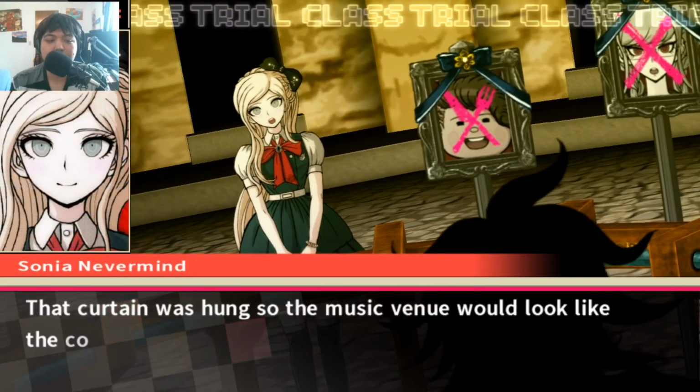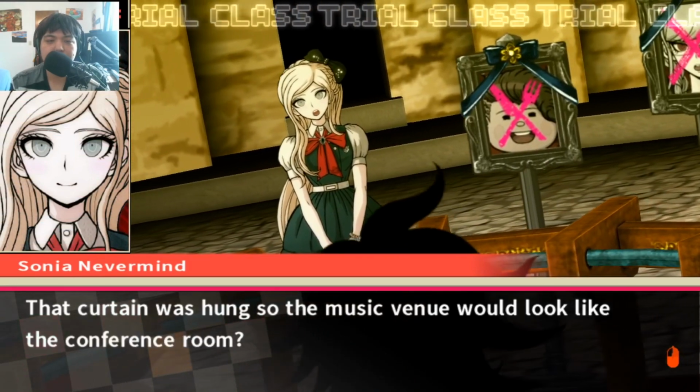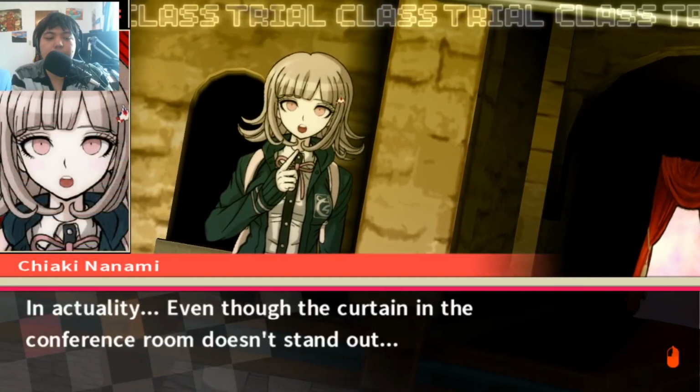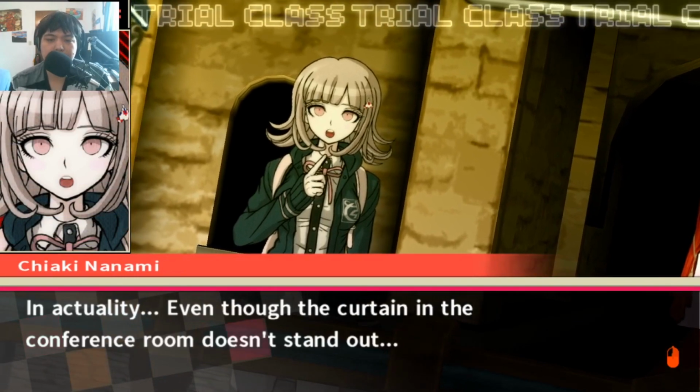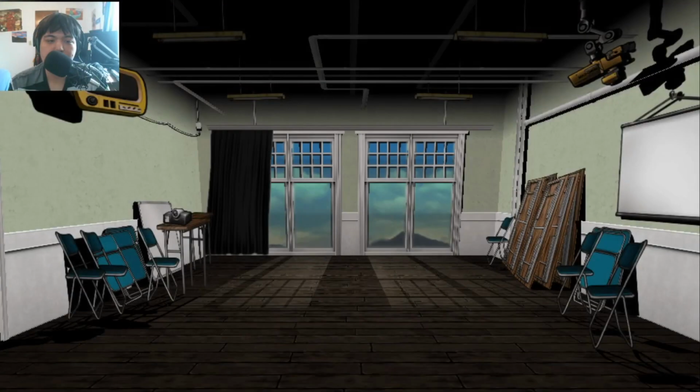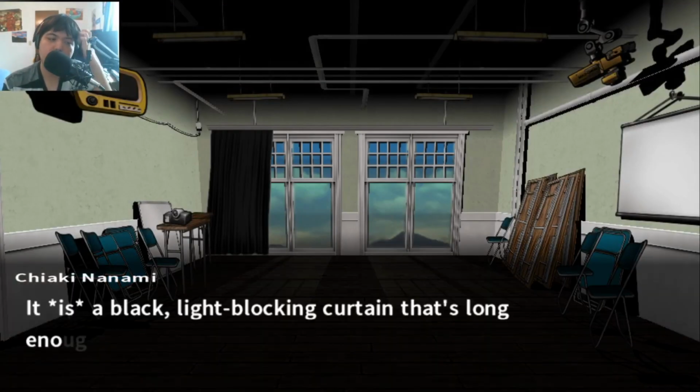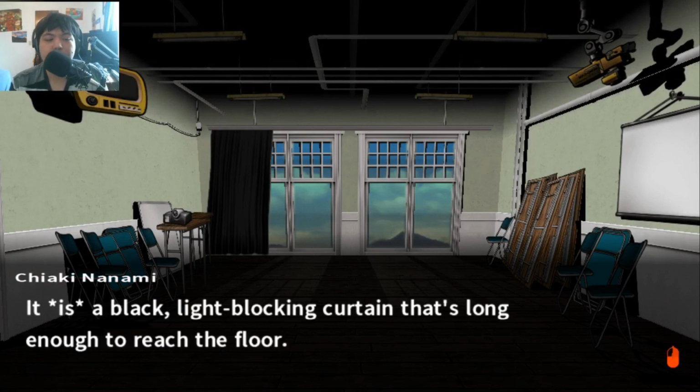That curtain was hung so the music venue would look like a conference room? In actuality, even though the curtain in the conference room doesn't stand out, it is a black light-blocking curtain that's long enough to reach the floor. Yeah, Checker did try to test them out to see how the conference rooms work. It's not completely dark, but nice job, Jaku.